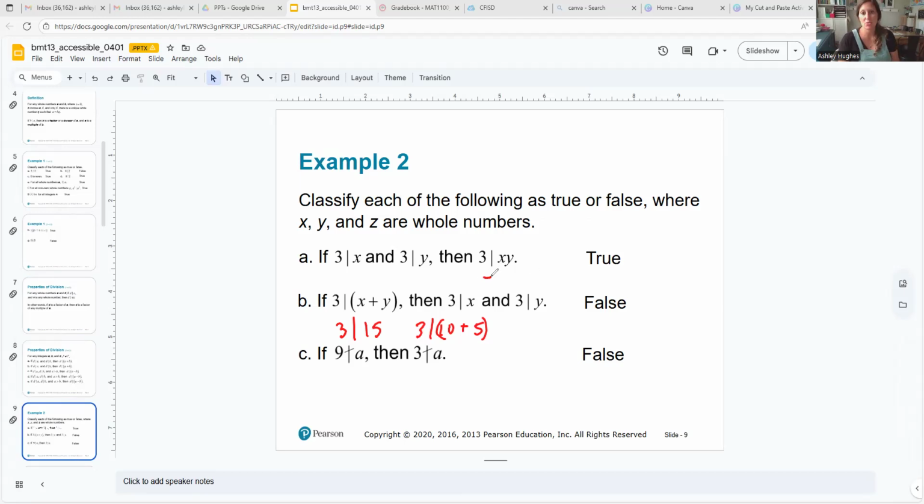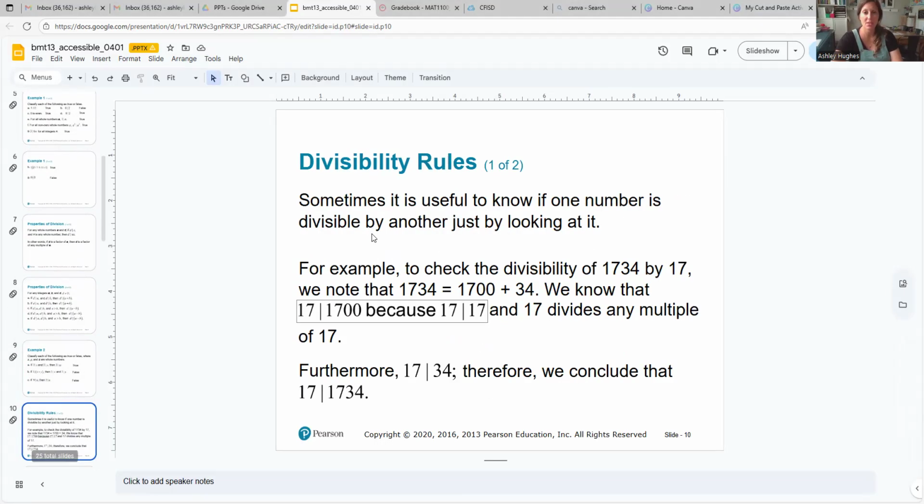You could say it would be true if these two were switched. If 9 doesn't divide A, then 3 doesn't divide A. That's not true because 3 goes into things that 9 does not go into. 15, for example: 3 divides 15, but 9 does not divide 15.